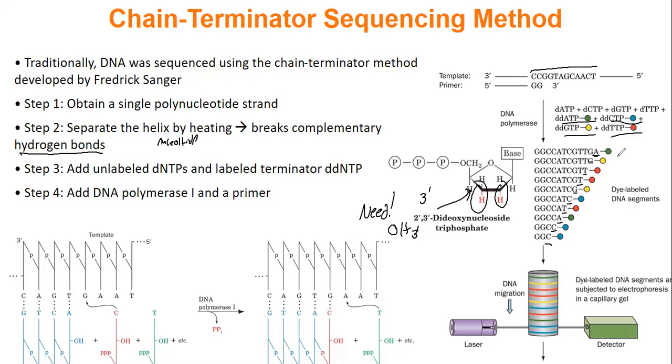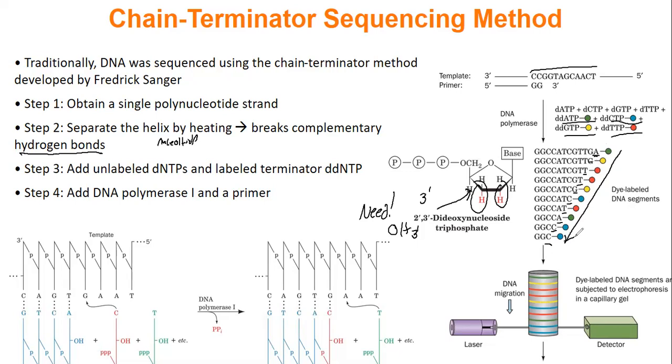And these are all separate strands. So every time you add a fluorescence, the reaction stops, right? Because you can't continue after that. So you need to do many, many repetitions of this, and you will get a lot of DNA strands.